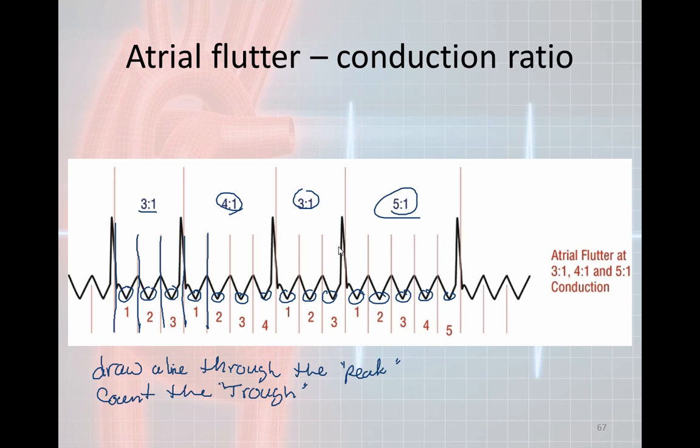So what we would interpret this as is atrial flutter with variable conduction. But that's only if you draw a line through the peak and count the trough. It makes it easier if you draw the lines when you're first doing this. As you do this more and more, you'll be able to do this without actually having to draw the lines and do all that kind of stuff.